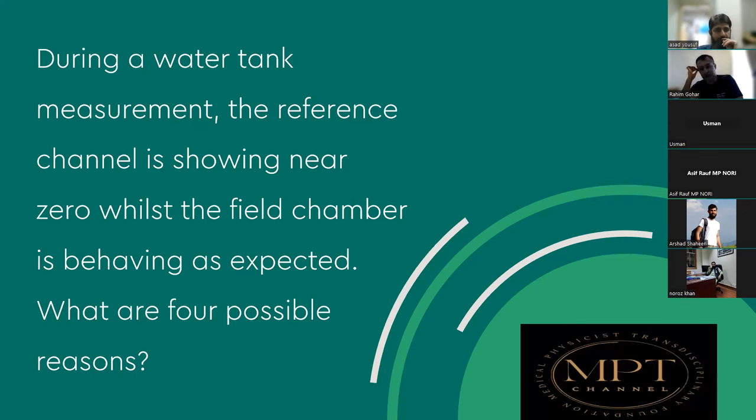All right. So this is a case where you are taking some measurements on your water phantom, and during the water tank measurements, the reference channel is showing near zero, while your field chamber is behaving as expected. So what are the four reasons that you are getting zero readings from your reference?